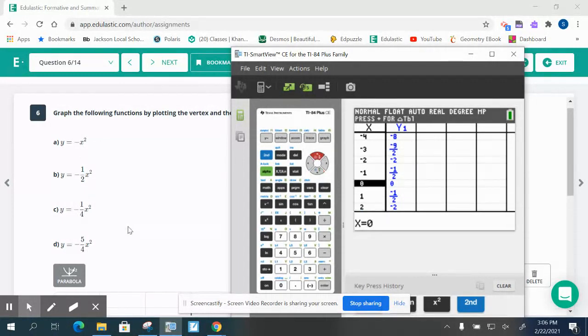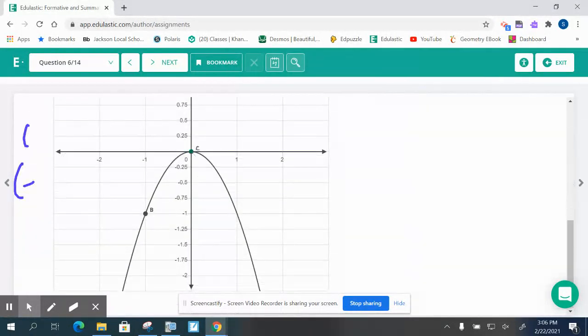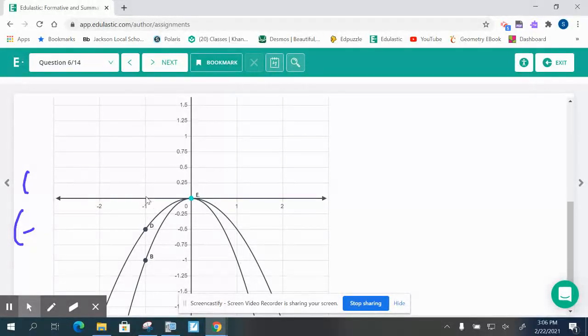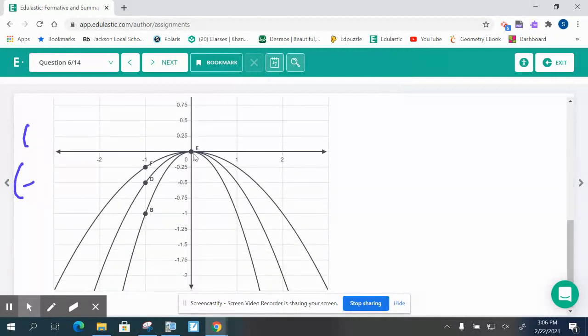All of these are going to be at 0, 0 because you're not adding or subtracting anything from the x squared. So if I go 1 unit out from the vertex, we're at negative 1/2. The fact that it's negative 1/2 and that the coefficient is negative 1/2 is not a coincidence, you guys, if you haven't figured that out yet. So 0, 0, over 1, down 1/2. And then here it's 1/4. So if I plot 0, 0, I go over 1, down 1/4. And then negative 5/4 is negative 1.25. So that's what it should look like.